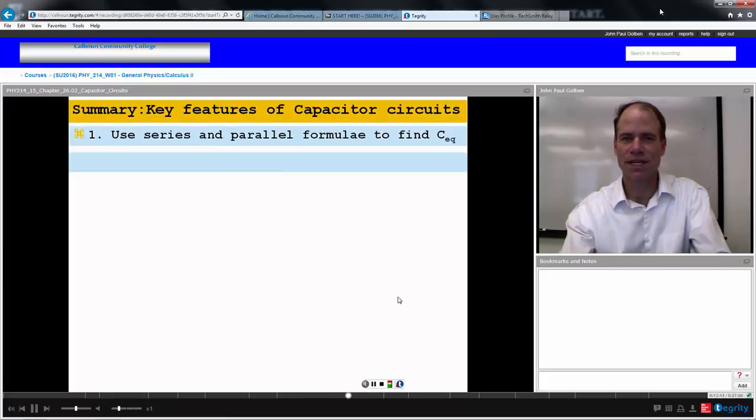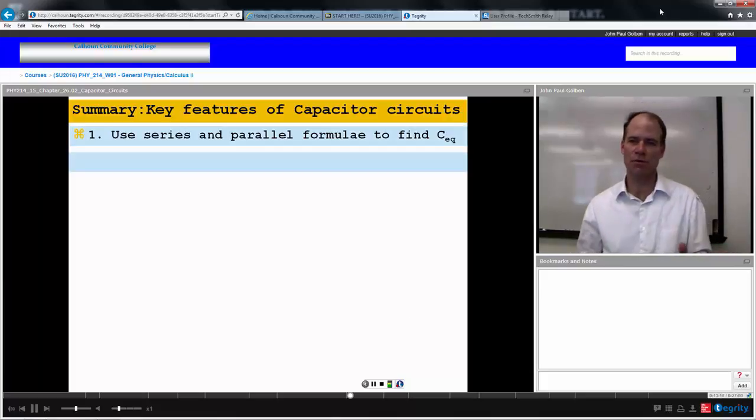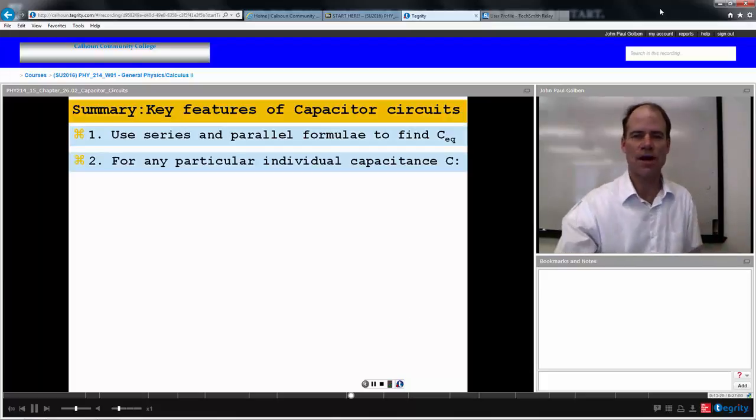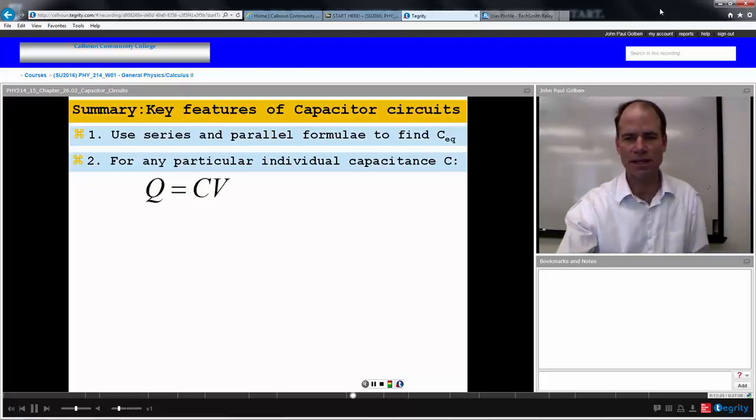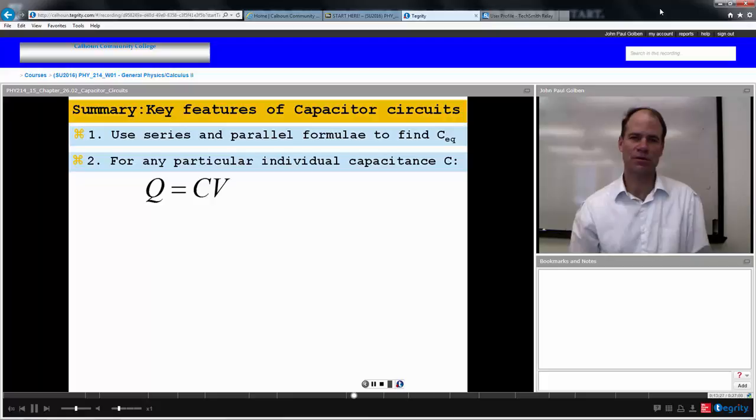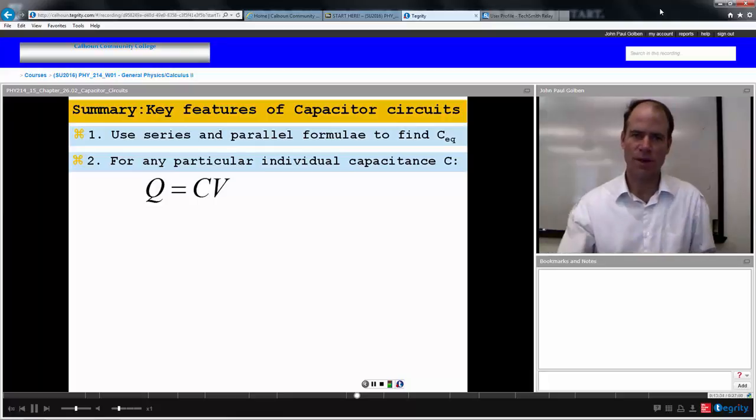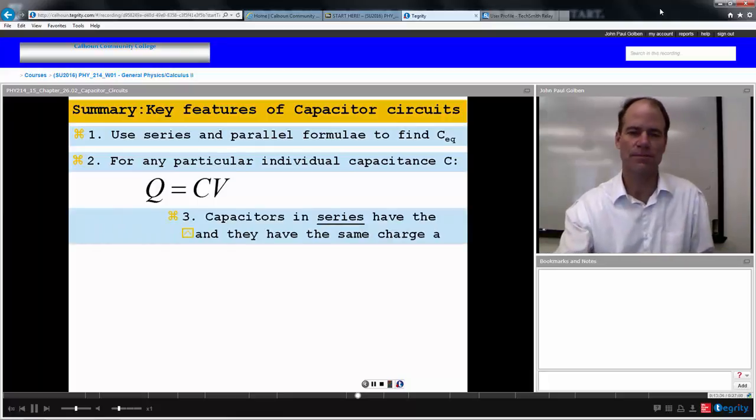So here are some key features of capacitor circuits. We want to use these series and parallel formulas to find C equivalent. For any particular individual capacitance, it must be true that Q equals CV. We're going to use this a lot. This will relate the charge on a capacitor to the voltage across a capacitor. Q equals CV.